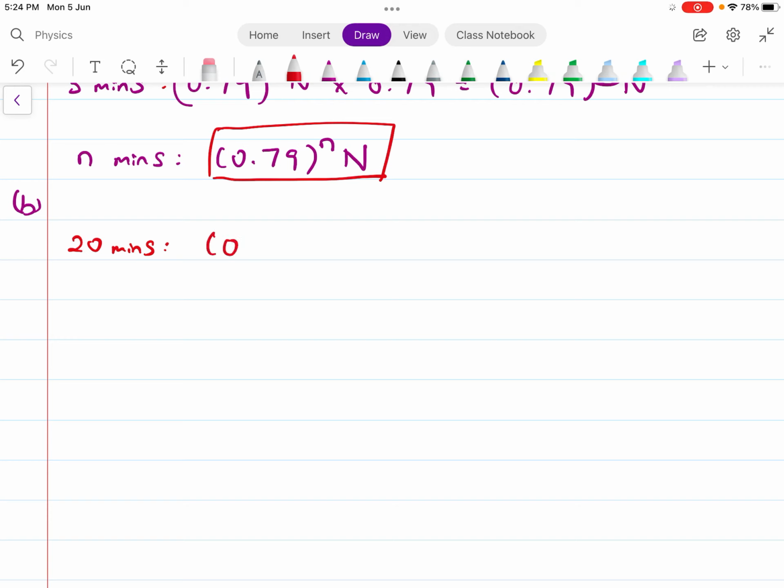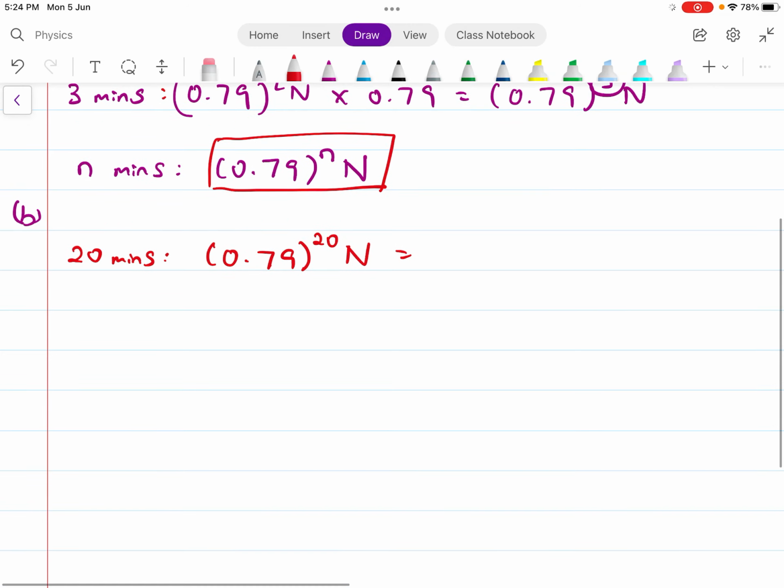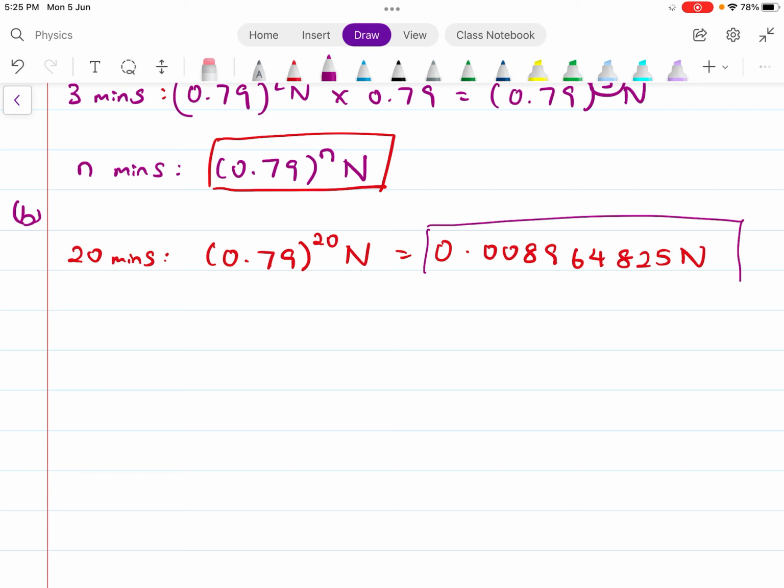So you just need to use 0.79 to the power of 20, times the big N. Use a calculator: 0.79 to the power of 20 gives 0.008964825N. Initially I have 1N, so after 20 minutes, I have this amount of bacteria left.